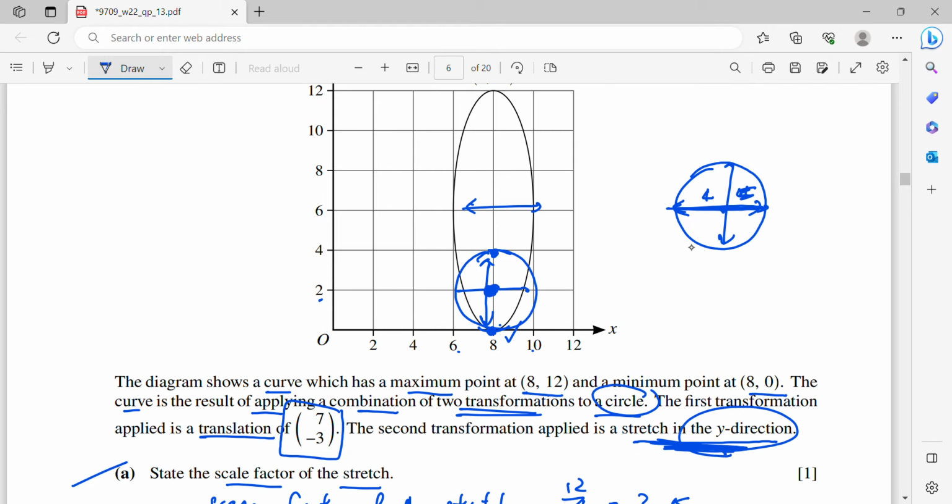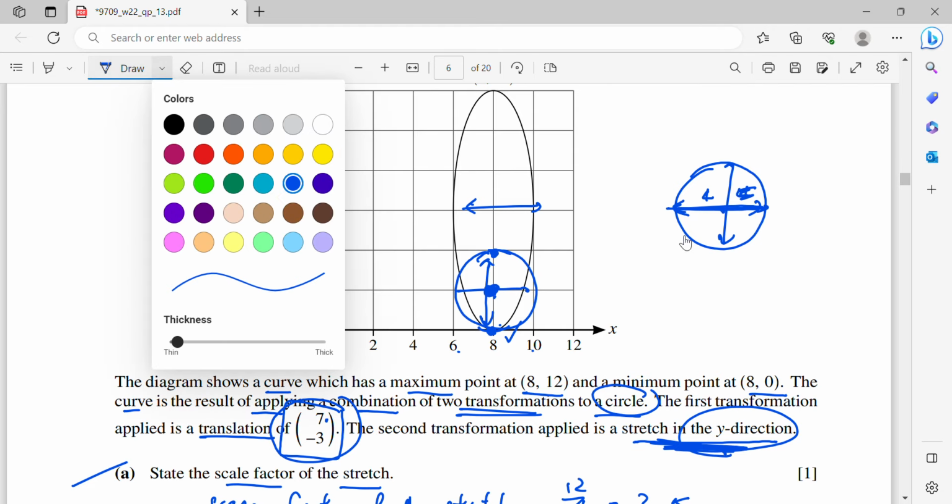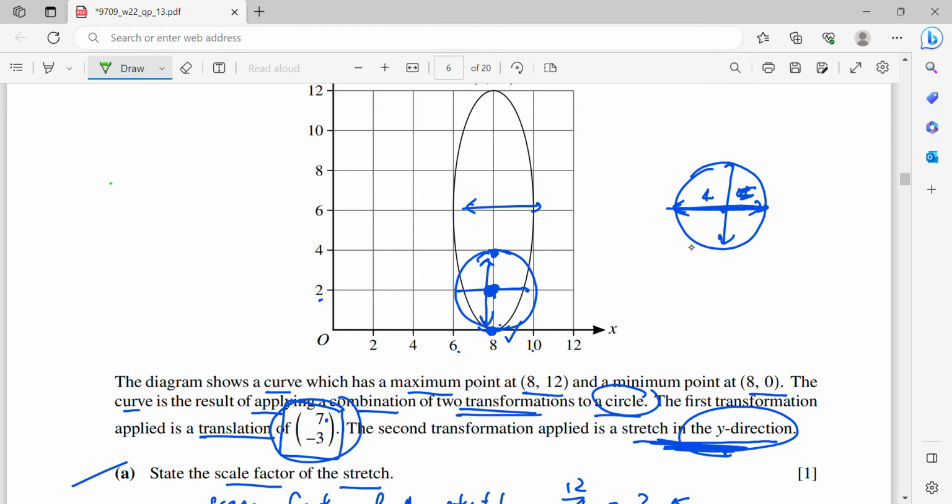Okay, but then this is after the translation of 7 minus 3. So for your information, 7 here means that you move the original point 7 units to the right hand side. So since this is a new circle after the translation, now I have to move backwards to the left hand side for 7 units. So here is going to be 2 units, 4, here 2, here another 2, so already 6. So I need to move here 1 unit so that the total is 7, right?